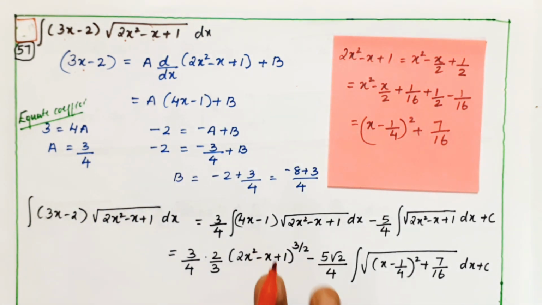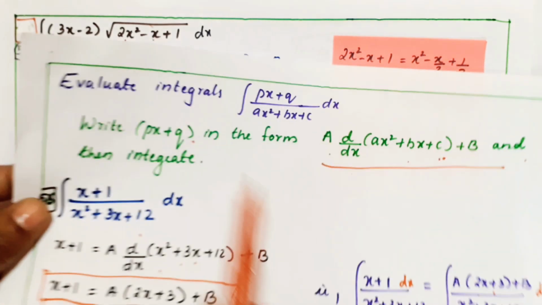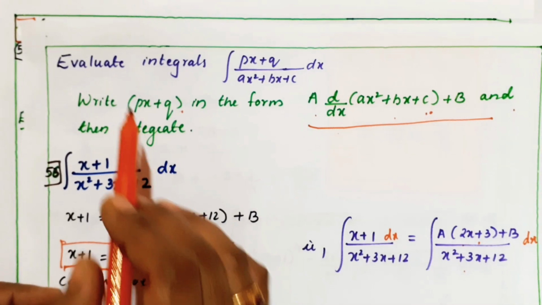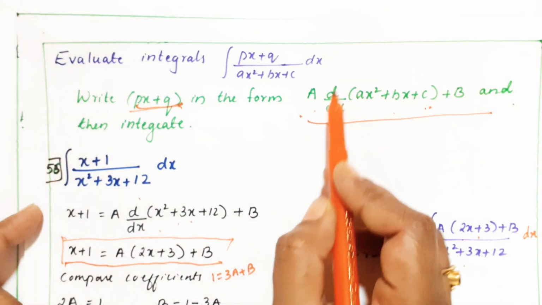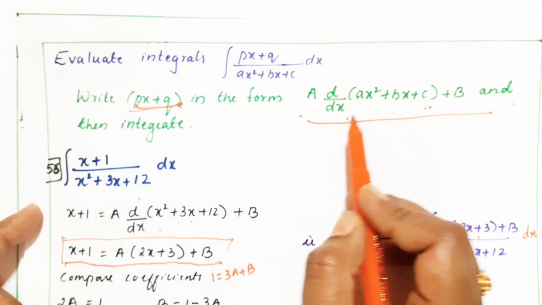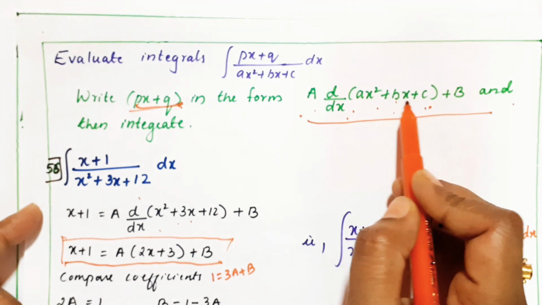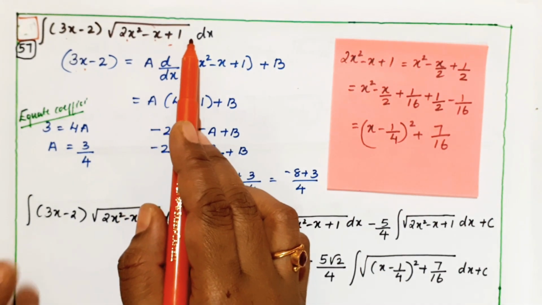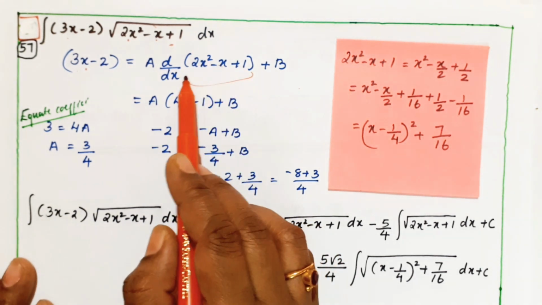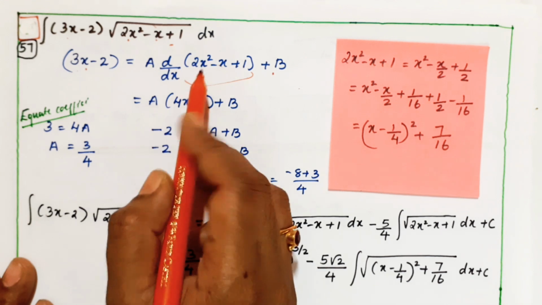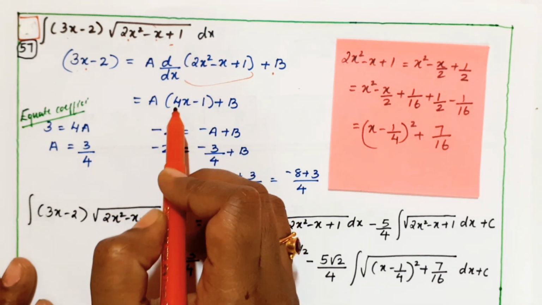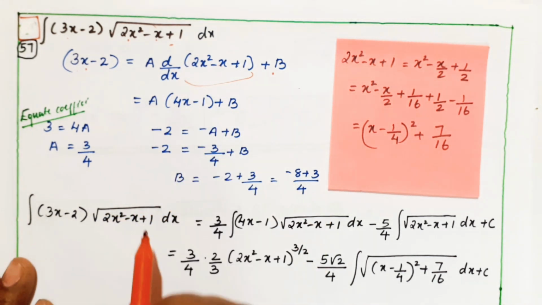Clear? That is the reason I have written this at the first. So write px plus q in the form of a into d by dx of ax square plus bx plus c, plus b. So here the root is there, we are not taking that. We are taking only that form, ax square plus bx plus c, plus b. So a into, what is the differential of 2x square minus x plus 1? 4x minus 1, plus b.